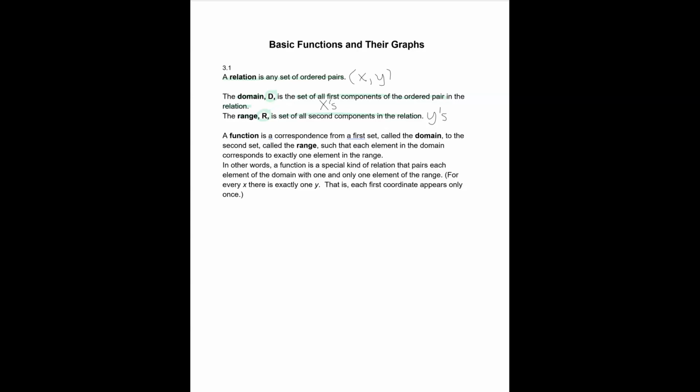So a function is a correspondence between the first set, called the domain, to the second set, or the range, such that each element in the domain corresponds with exactly one element in the range. Now, I'm going to say this a couple of different ways, because everybody understands things differently. In other words, a function is a special kind of relation that pairs each element of the domain with one and only one element of the range. Another way is, for every x, there's exactly one y. Or, each first coordinate appears only once.